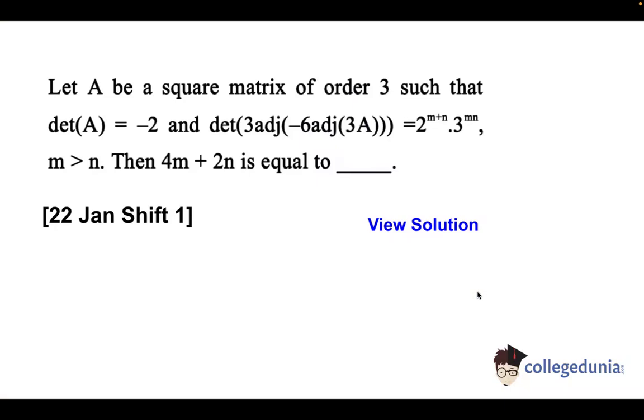This is the first question, which has a square matrix of order 3, and it is asking you to calculate the value of 4m plus 2n. The determinant of A and the adjoint and determinant of the matrices are given. This question came in shift 1 for 22nd Jan.